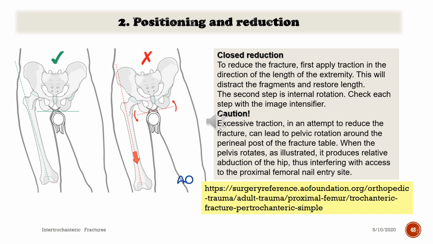Closed reduction. To reduce the fracture, first apply traction in the direction of the length of the extremity. This will distract the fragments and restore the length. The second step is internal rotation. Check each step with the image intensifier. Caution. Excessive traction in an attempt to reduce the fracture can lead to pelvic rotation around the perineal post of the fracture table. When the pelvis rotates, as illustrated, it produces relative abduction of the hip, thus interfering with access to the proximal femoral nail entry site.